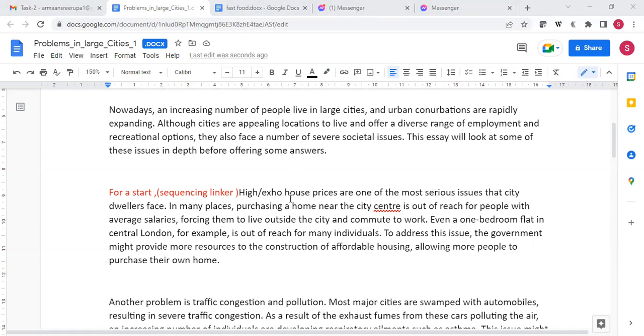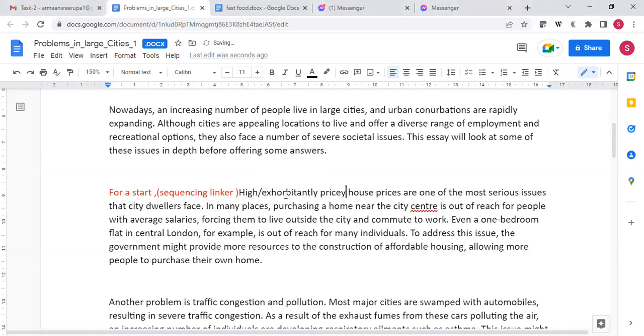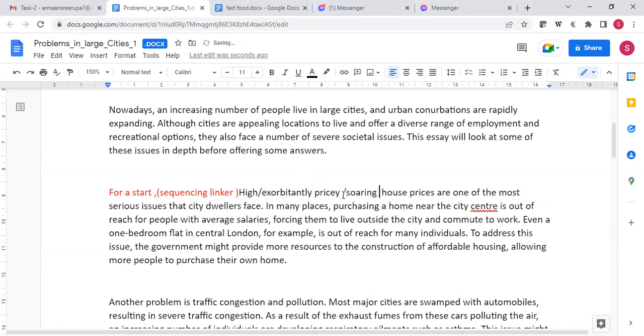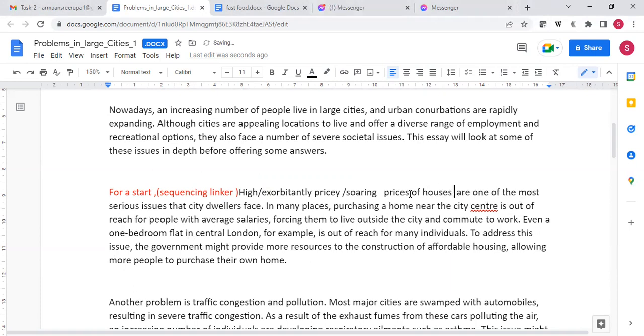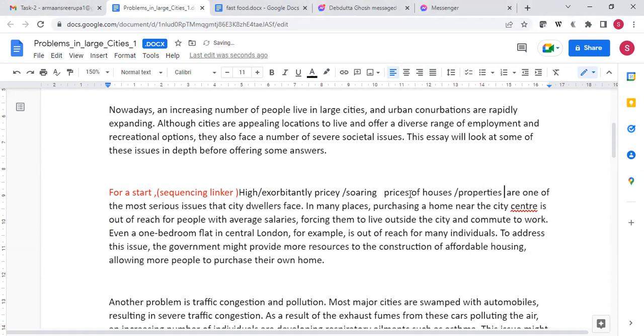Yeah. So it could be exorbitantly pricey. Can we use soaring, ma'am, instead of high? Yeah, soaring prices. Yes. So you can say uncontrolled house prices, like that, anything? No, not uncontrolled. Again, uncontrolled is kind of similar to soaring prices of housing. Or the better word would be properties.